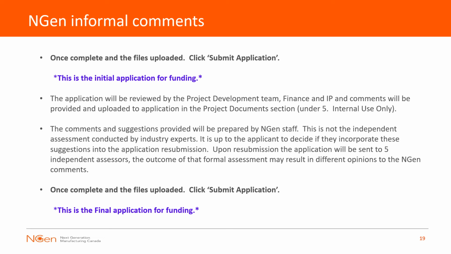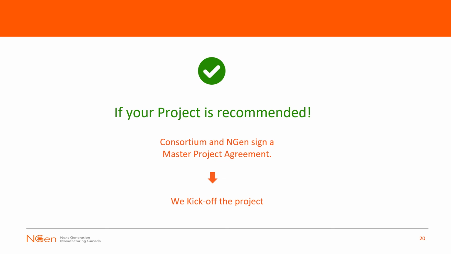Once your application is completed and all documents uploaded, you can now submit your initial application. Your application will go through an informal review by our project development and project finance team, and comments will be provided and uploaded to your application in number 5 of the project document section. Once your application is completed and all documents uploaded, you can now submit your final application. If your project is recommended for funding, you will then begin the contracting process.